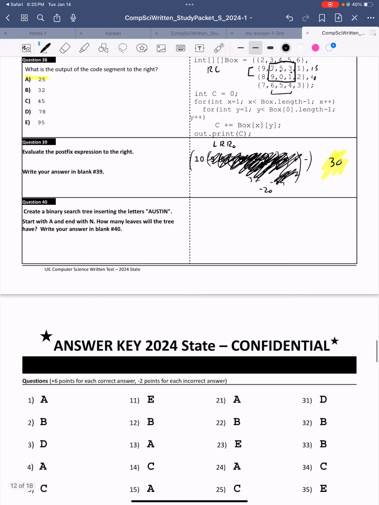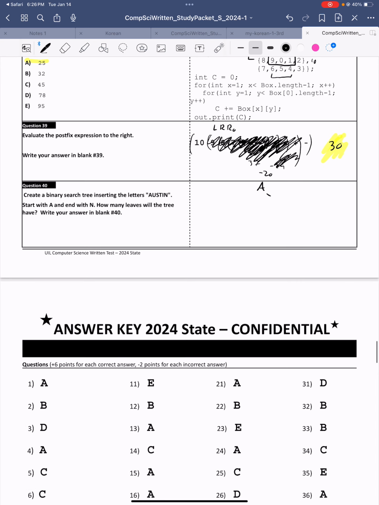Now this last one, binary search tree, very easy. We're going to start from A, right? So let's push A into the tree. So our parent node is going to be A. Now whatever is less than A goes left, and whatever comes after A goes right. But A is the first letter in the alphabet. So we're always going to be going to the right. So U is greater than A. So U goes to the right.